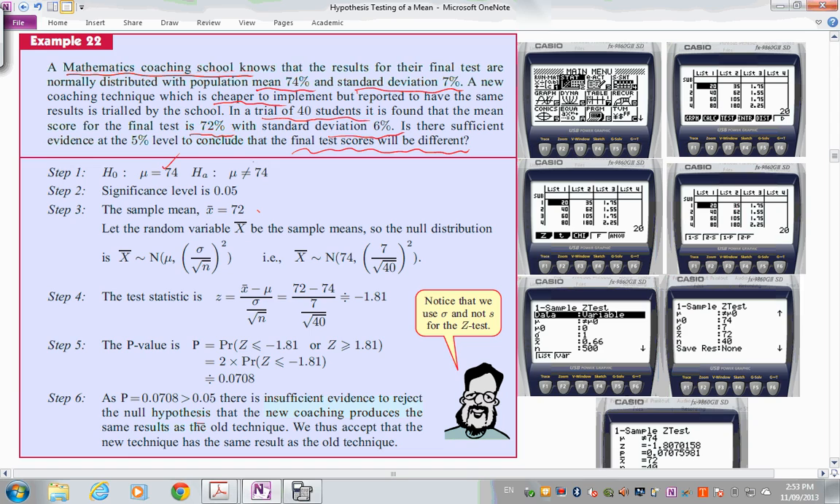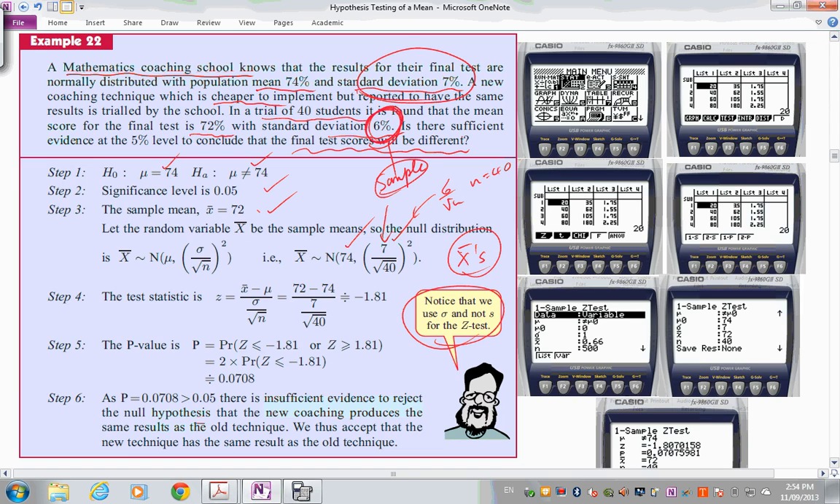Mean of 74 for our null hypothesis, at 5%. Sample mean, so the null distribution is 74, with 7 on root 40. Remember, there's sigma on root n, where n is 40 here. This is the standard deviation of the distribution of x bars. Notice that we use the 7 in here, that's from up here. That's part of the null hypothesis, part of the proposed population. We don't use the standard deviation from the sample. All right? Don't do that.